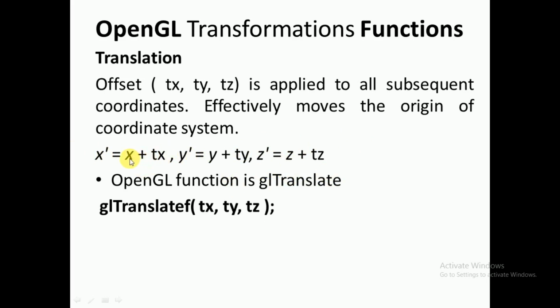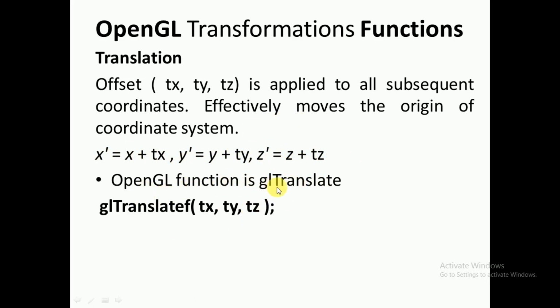To the original X value, you add the translation factor in the X direction. To the original Y value, you add the translation factor in the Y direction. Then it automatically moves to X dash, Y dash. Since this is 2-dimensional, Z dash is 0. For doing this, we have the OpenGL API.